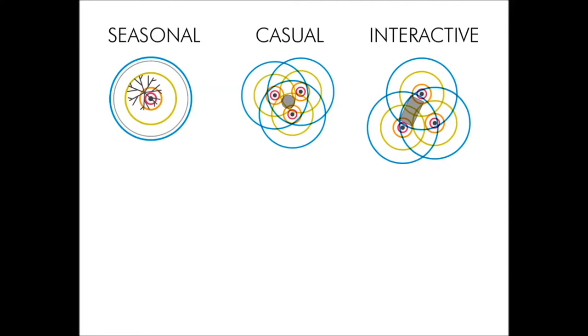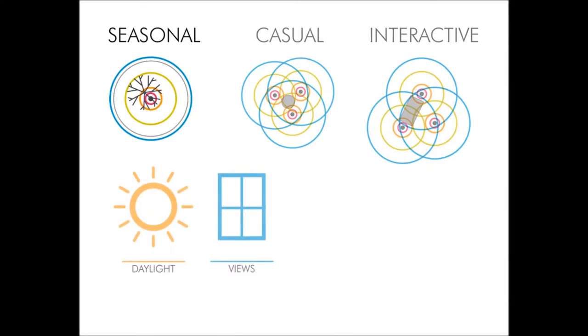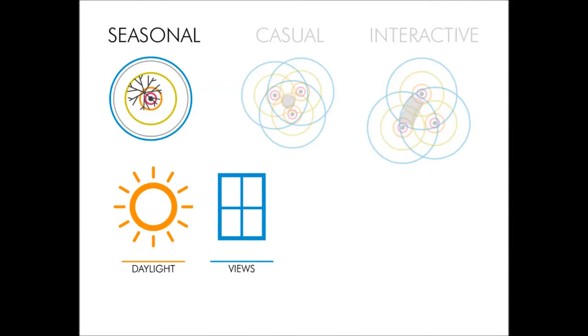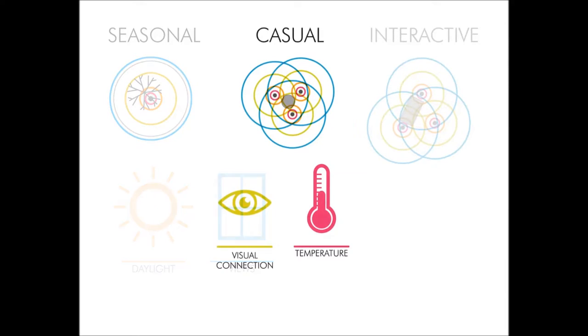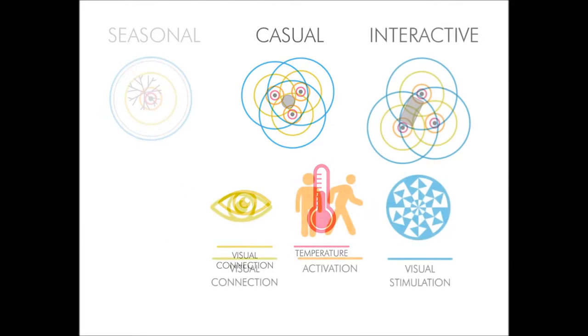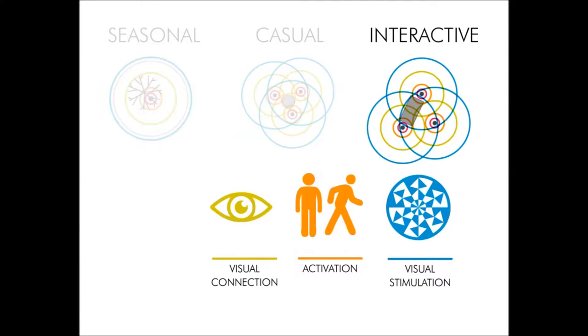Two down with three to go. We'll move quickly through the remaining types. Seasonal is an exterior space where the natural environment enhances the experience. Casual is an unstructured environment that promotes relaxation and comfort. Interactive is an adaptable space allowing engagement with an activity.